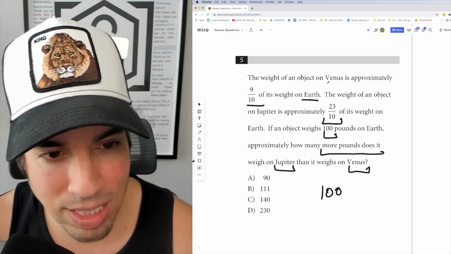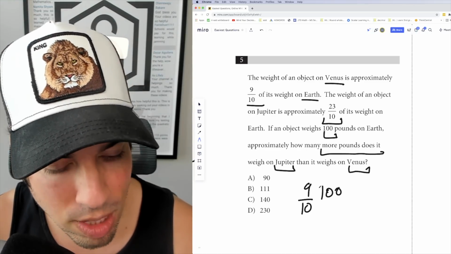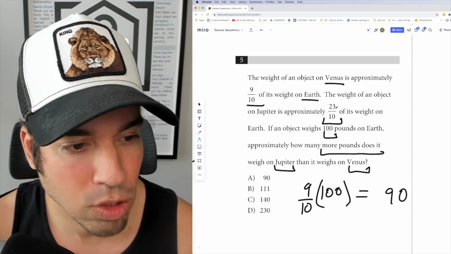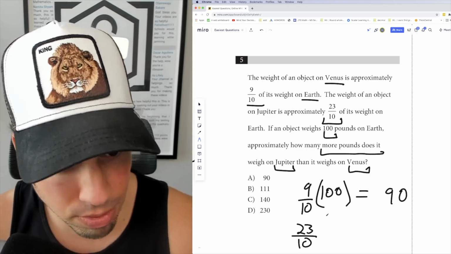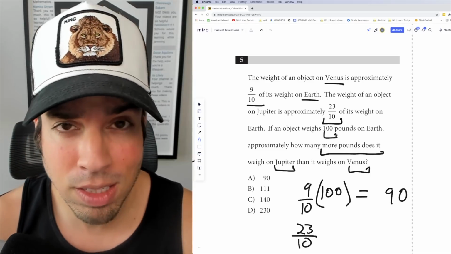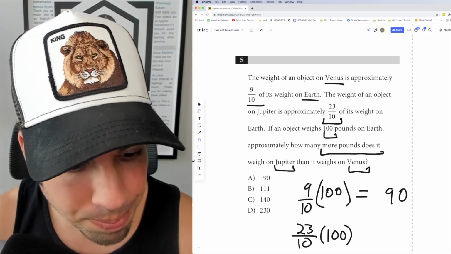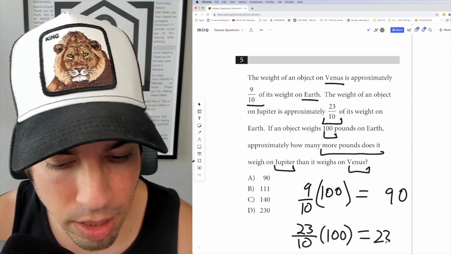To convert it to its Venus weight, I've got to take 9/10 of it, right? So 9/10 of 100 is going to give me 90. To get its weight on Jupiter, I've got to take 23/10 of it, right? That word of is basically synonymous with multiply. 23/10 of 100. It's like you divide it by 10, which is 10 times 23 is 230.